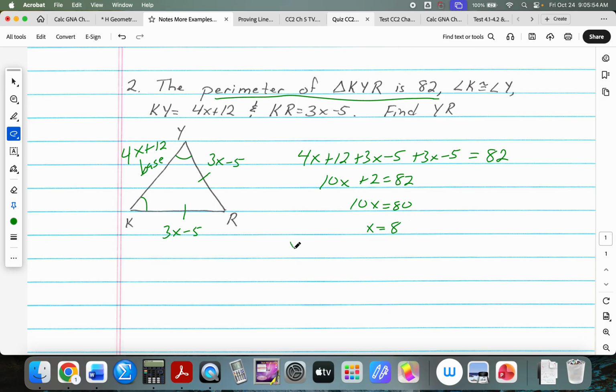And then they ask us for the length of YR. So YR will be 3 times 8 minus 5. See, that's 24 minus 5 is 19. So while that is the answer, I'm just going to point out that this is a bad problem, for another reason altogether.